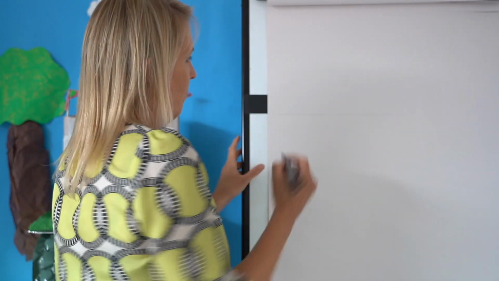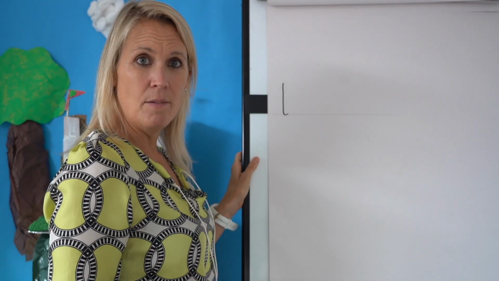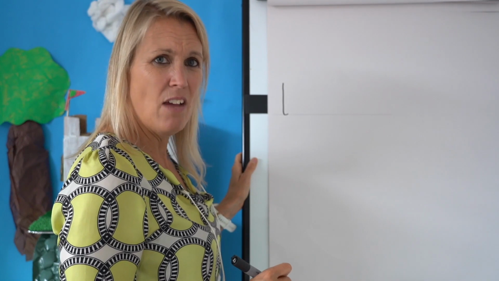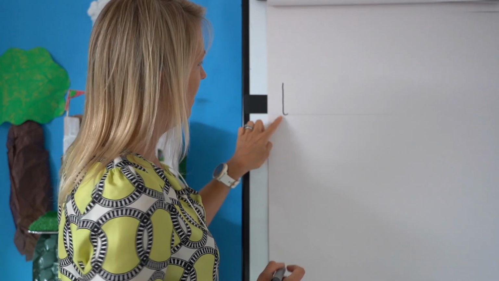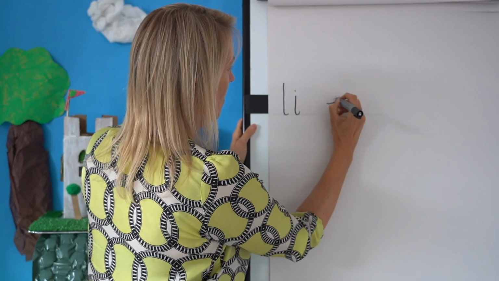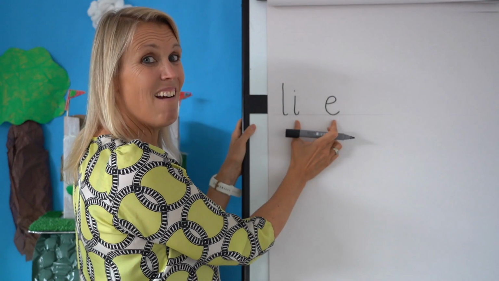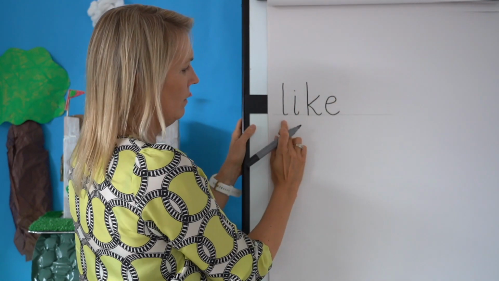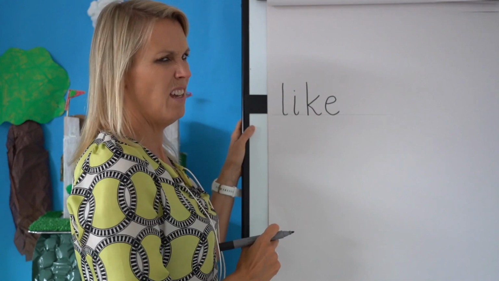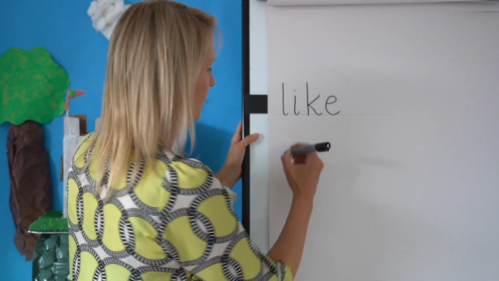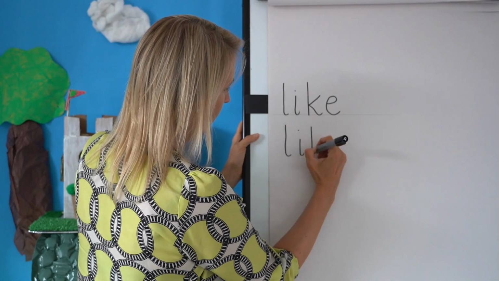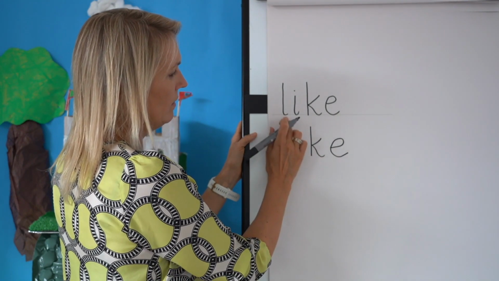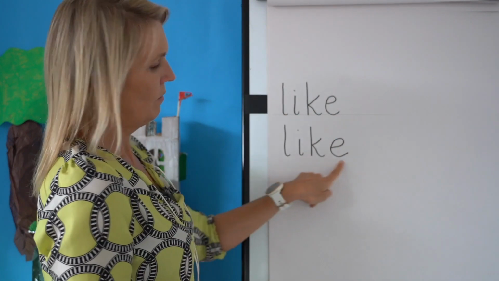First bit's easy. First bit is ul, but then I need to have my I and my E that say I, but I need to remember to leave space for my k. So it's written like this. Ul, there are my 2 letters that say I, and I need to leave space here for my k. Ul, I, k, like. But when I write it normally, I would write it like this. L-I-K-E, like. L-I-K, like. That's what yours needs to look like.